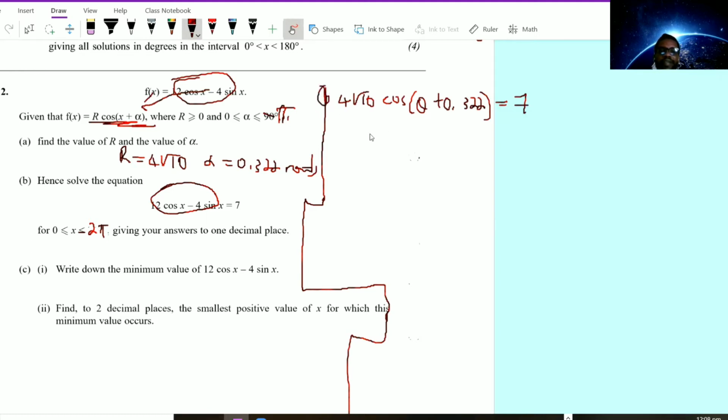This I can solve like a normal equation now. I'm going to get rid of the 4 root 10. So I'm going to have cos of theta plus 0.322 is equal to 7 over 4 root 10. Now, bear in mind that there are several angles at work, so I can't just go ahead and find cos inverse. I'm going to have to create a small angle, which is alpha. Say alpha equal to cos inverse of 7 over 4 root 10.